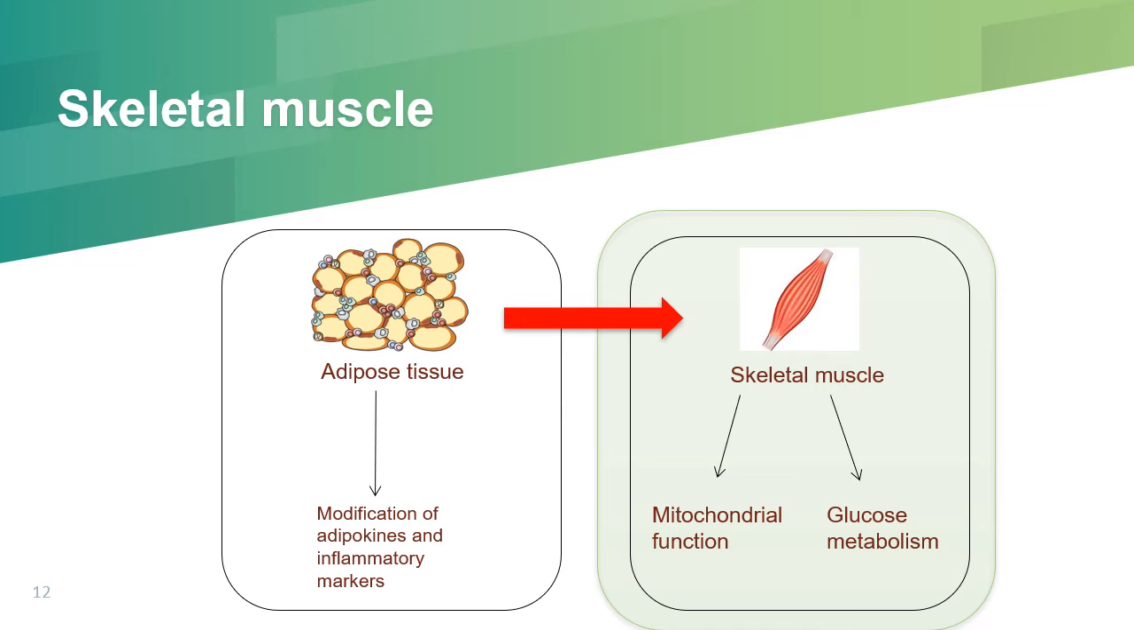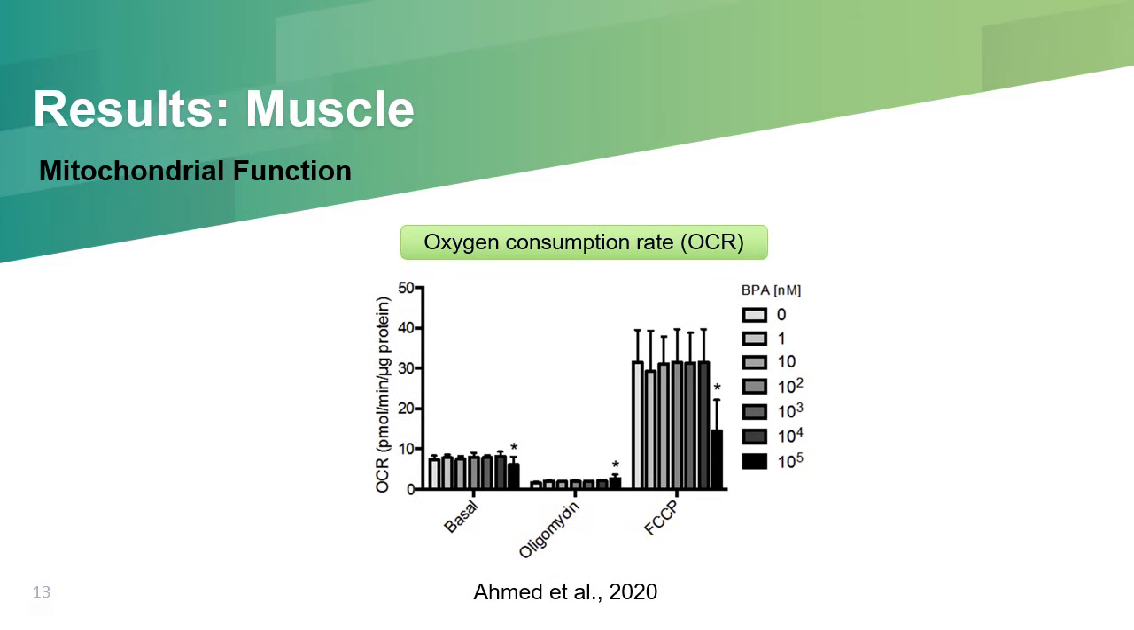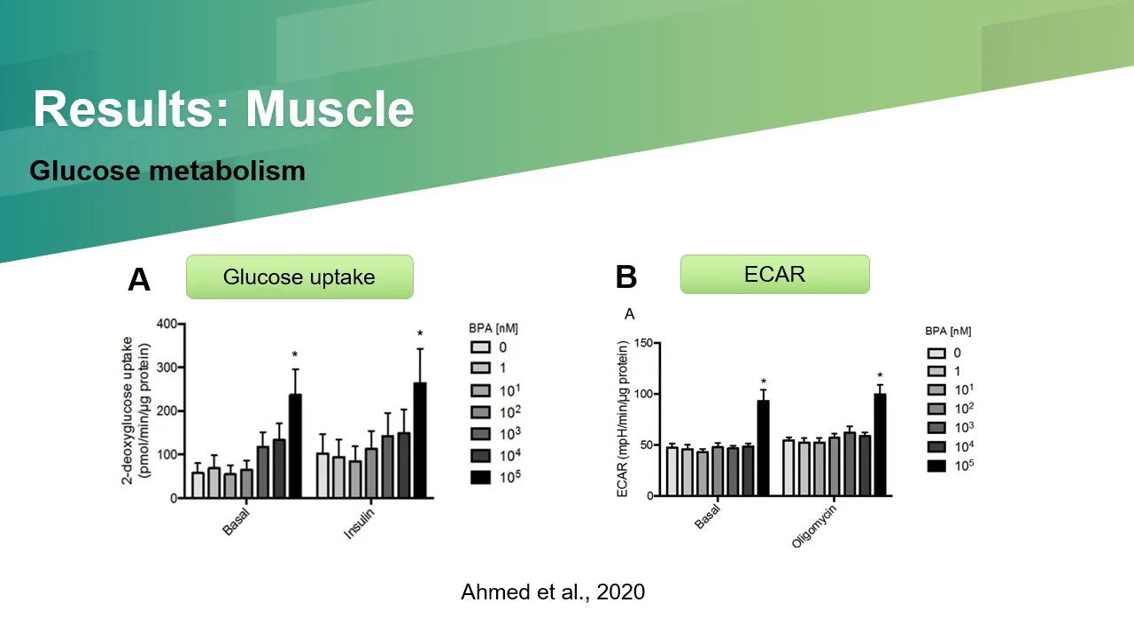So first we wanted to look at the direct effects on skeletal muscle. What we see here is that oxygen consumption rate, which is a measure of mitochondrial function, was altered only at high levels of BPA, and in this case it was 10 to the 5 nanomolar of BPA. However, at environmentally relevant concentrations, there was no effect on mitochondrial function. Glucose metabolism was also altered and was increased with high concentrations of BPA, which is likely to compensate for lack of energy production by the mitochondria. And this again was only at high concentrations of BPA.